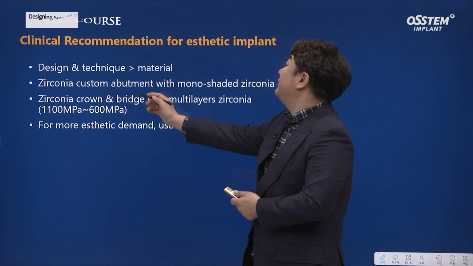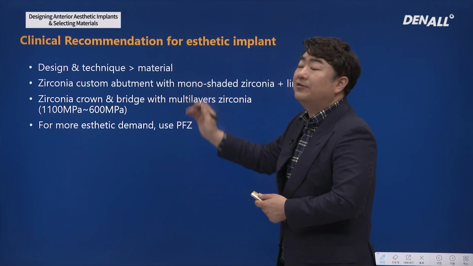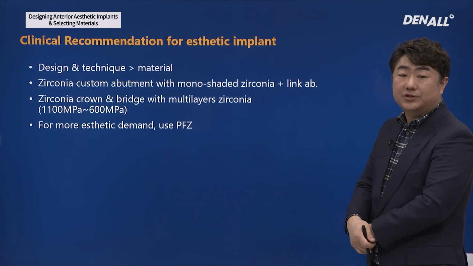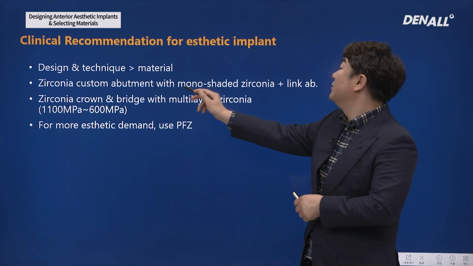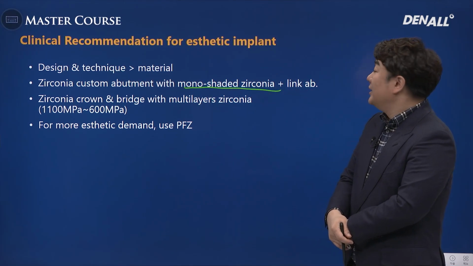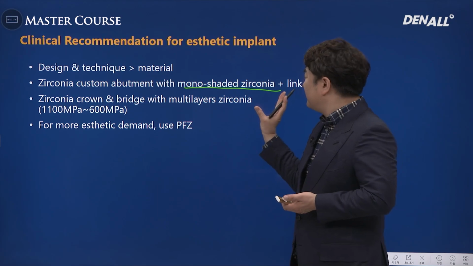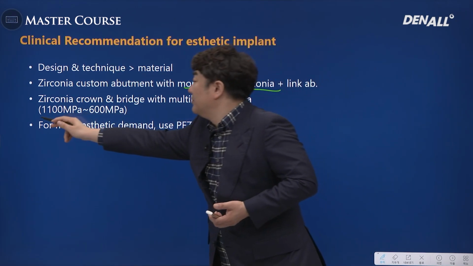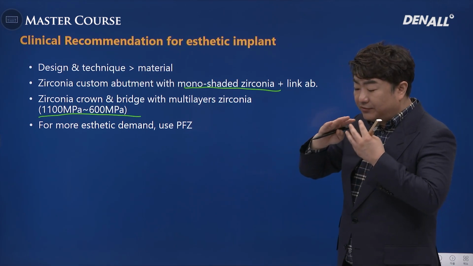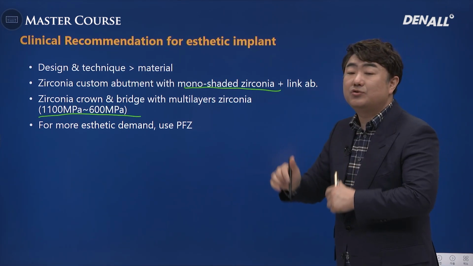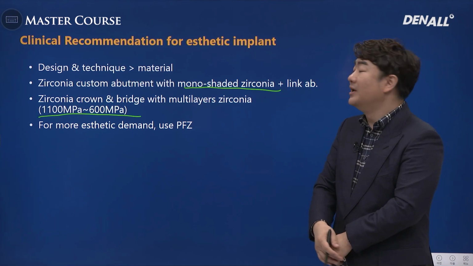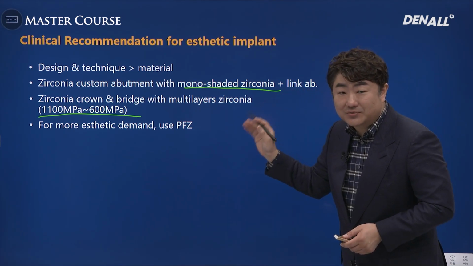For implant cases, the recommendation is to use zirconia custom abutment along with link abutment. And for mono shade, a monoshade 1000 megapascal zirconia block is recommended. Composite multi-layer blocks are recommended for fabricating crowns. It should have about 1000 megapascal strength in the cervical area and 600 megapascals in the incisal area.